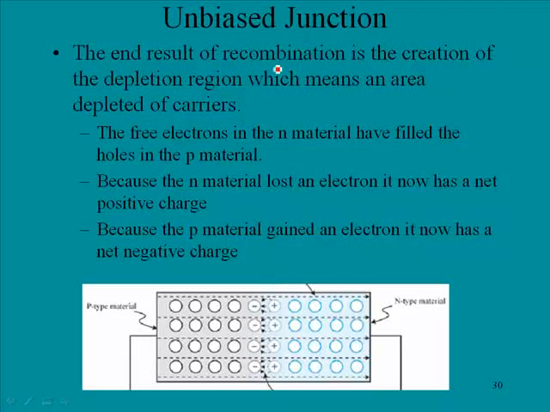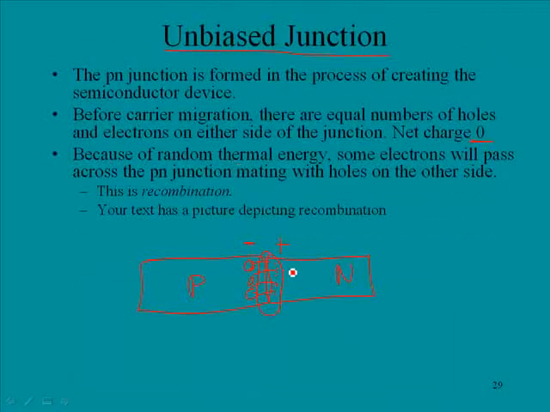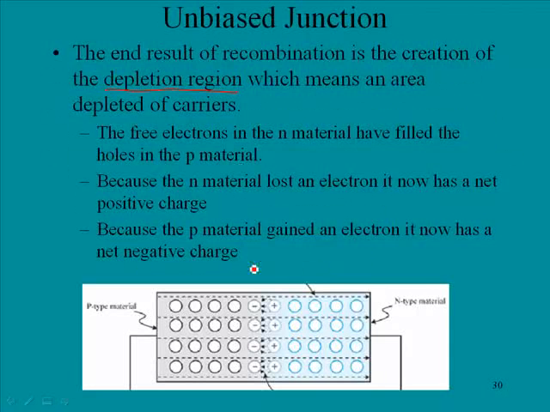The end result of recombination is the creation of, here it is, the depletion region, which means an area depleted of carriers. Well, what's that mean? The free electrons in the N material have filled the holes in the P material. And that's what we were talking about right here, that the free electrons moved over to the P material. Because the N material lost an electron, it now has a net positive charge. Because the P material gained an electron, it now has a net negative charge.